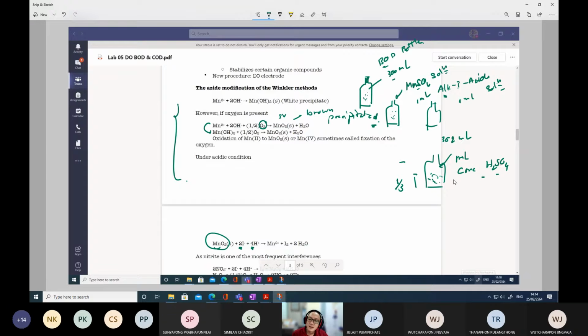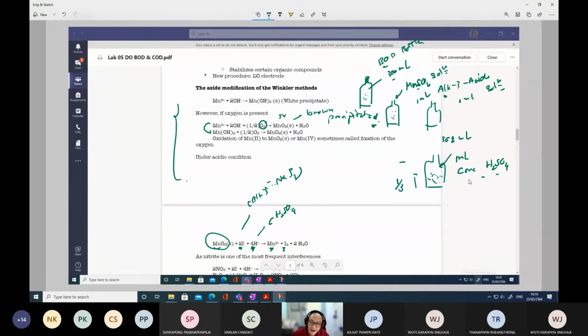So once the concentrated sulfuric acid is added, manganese 4 oxide gets dissolved. Once it gets dissolved, what will happen? Under the presence of the acid, this one actually comes from the H2SO4. This one actually comes from the alkali iodide acid. Manganese 4 oxide gets dissolved, becomes manganese 2, and then iodide turns to iodine.